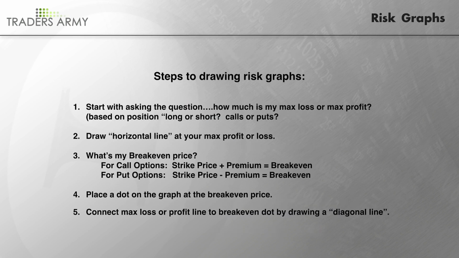Now, when drawing risk graphs for options positions, there's a little bit more that we have to consider, because we have max loss or max profit positions that are going to be different for each position, whether or not we take a long position or a short position, whether or not we are buying calls or whether or not we are buying puts. So we have to build a risk graph in individual steps, right? And the steps are as follows. These are 1 through 5 steps.